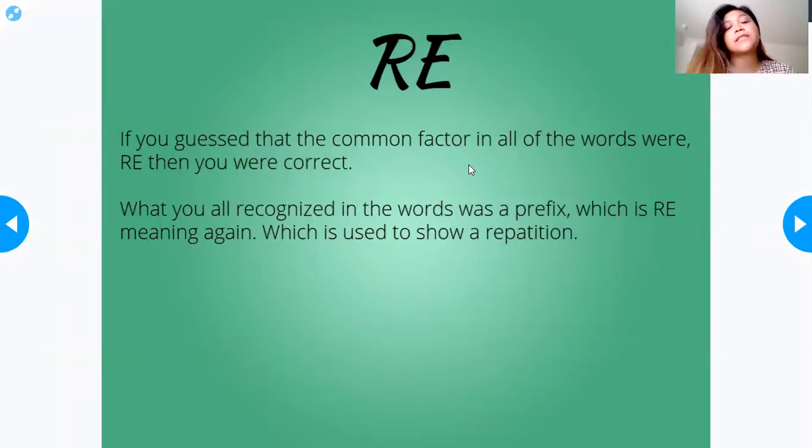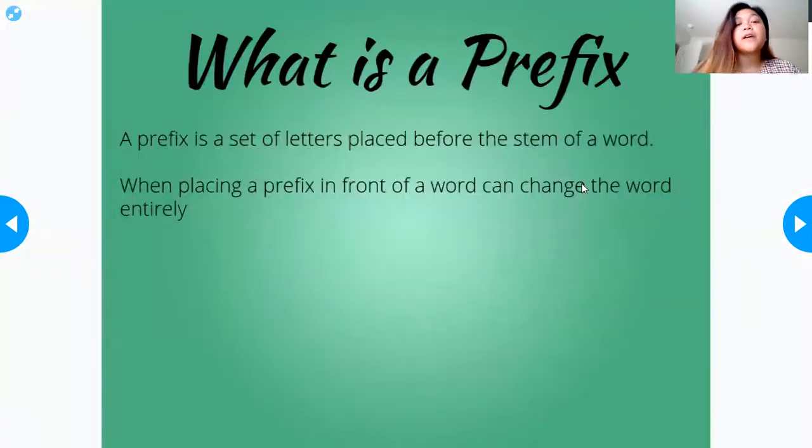What you all recognized in the words was a prefix. So re was a prefix in front of all the words, and re is a prefix that means again, which is used to show a repetition happening. So there you go. You learned about one prefix right now. So what is a prefix? A prefix is a set of letters placed before the stem of a word. When placing a prefix in front of a word, it can change the word entirely.